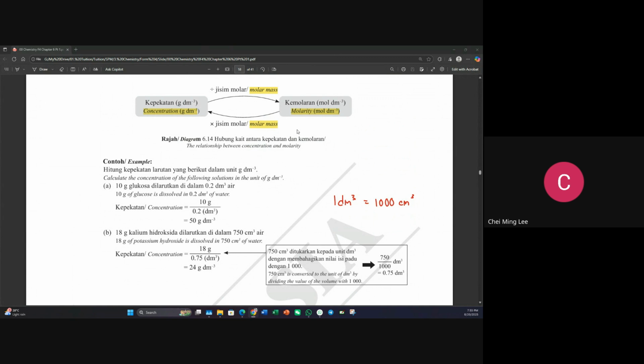Okay. So calculate the concentration of the following solution in the unit of gram per dm cube, like 10 gram dissolved in 0.2 dm cube of water. So 10 gram divided by 0.2 is 50 gram per dm cube. Remember, 1 dm cube is equal to 1000 cm cube. So 18 gram of potassium hydroxide is dissolved in 750 cm cube of water. So 18 gram divided by 0.75, because we use 750 divided by 1000, equals 24 gram per dm cube.